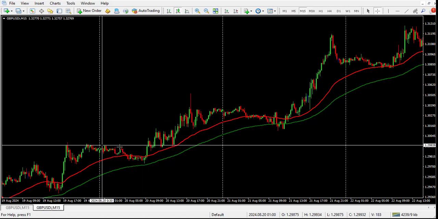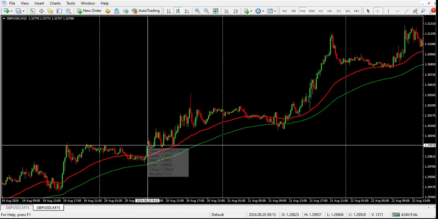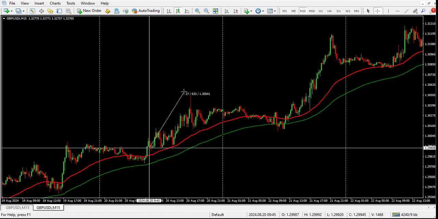See, this was a high. Price broke through this high, came back and retested this same high. That's the entry for the buy.